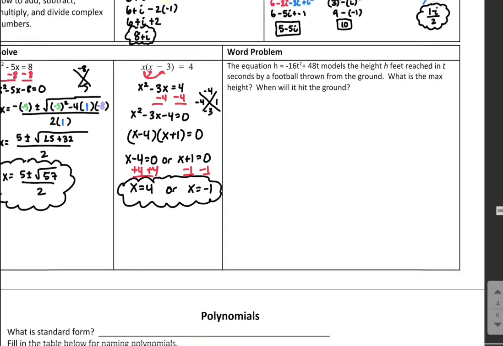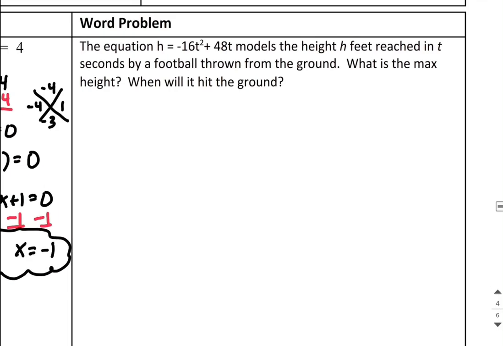You usually have two answers for a quadratic equation. Sometimes you'll see quadratic word problems, and you'll be given some equation and you'll be asked to find the maximum or minimum usually. And you also might be asked to find something like when the ball hits the ground. This is a problem about a football being thrown. So first thing I'm going to start with is finding the max height.